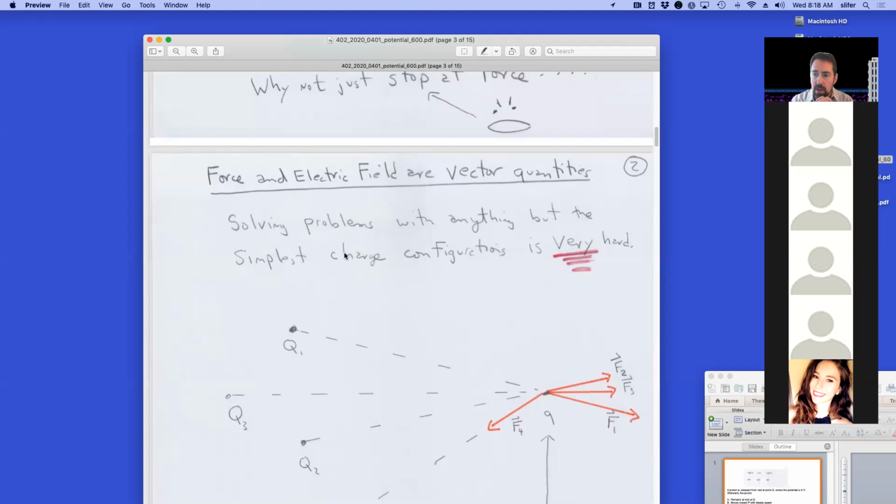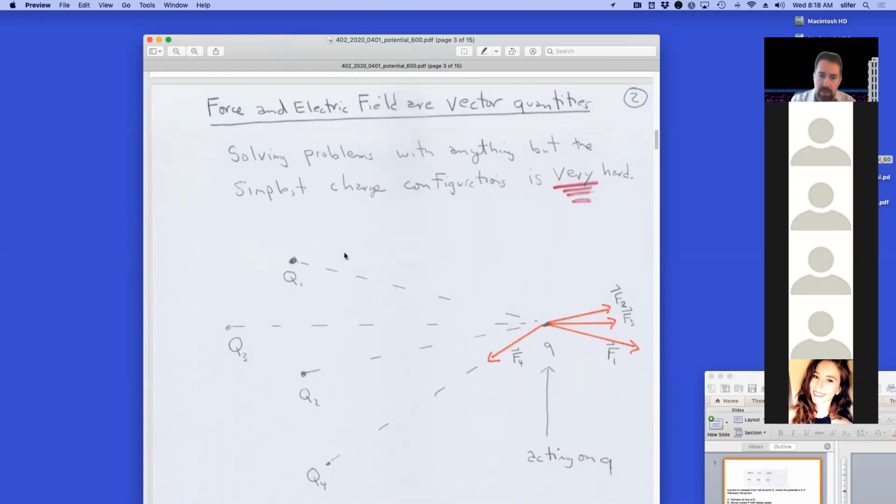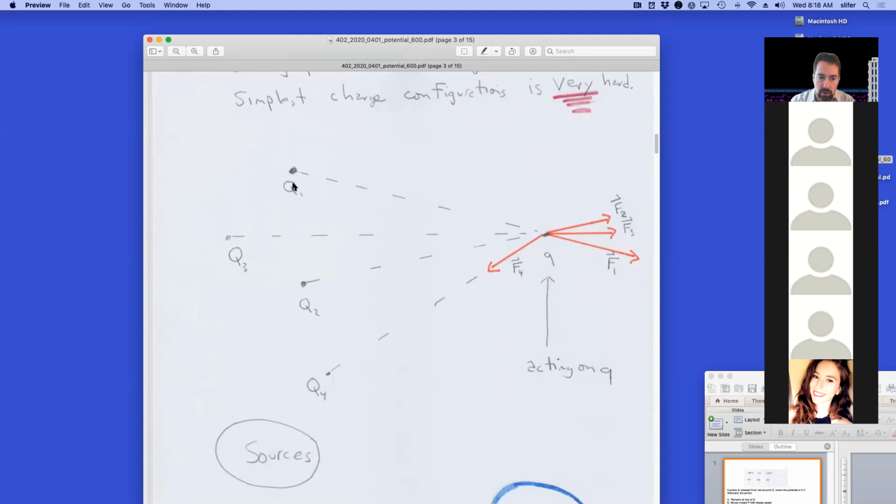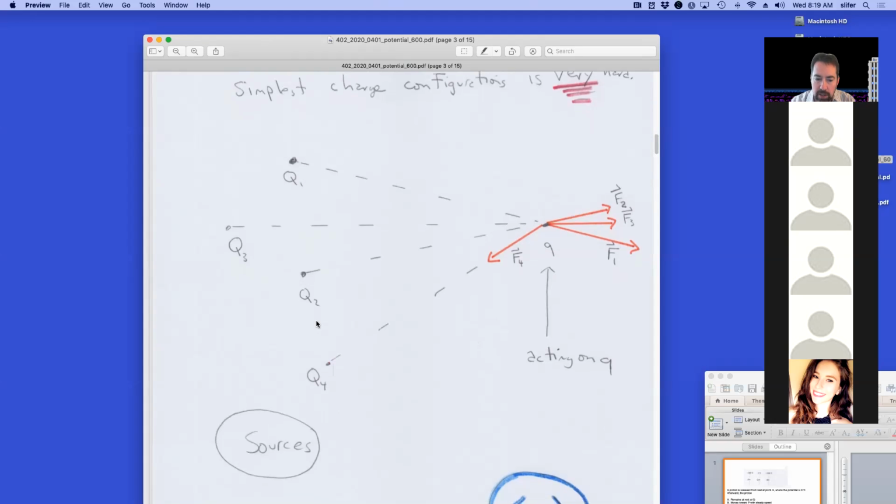So solving any problem with anything more than the simplest charges... We looked at a one-dimensional problem with 3 particles in it, and it took us 15 minutes to work our way methodically through it. You can imagine that if I have some kind of 2-dimensional or 3-dimensional problem where I have multiple charges and they're all acting on some charge q. So these are my sources over here, Q1, Q2, Q3, Q4. And they're acting on this guy here, and he's experiencing a force. And some of these could be positive, some of them could be negative.